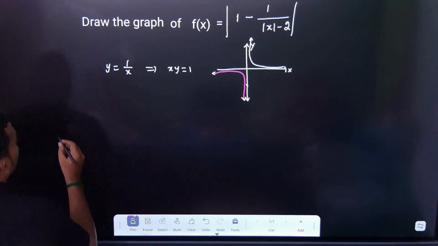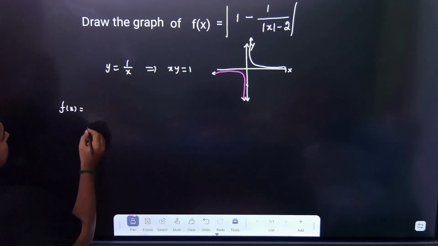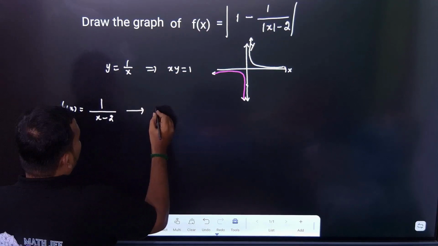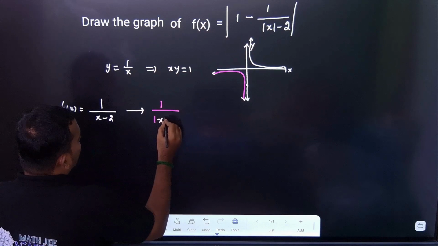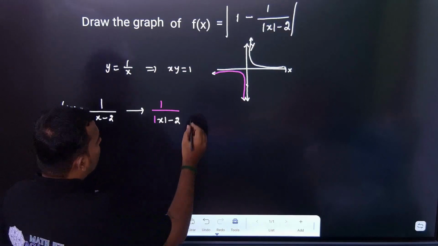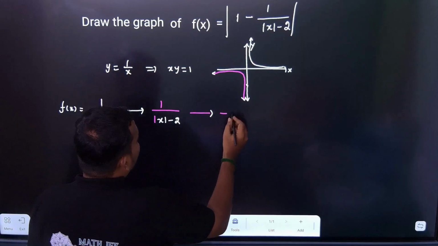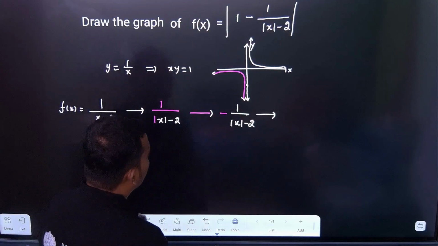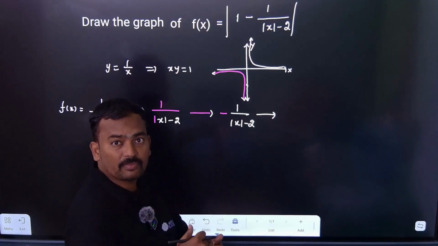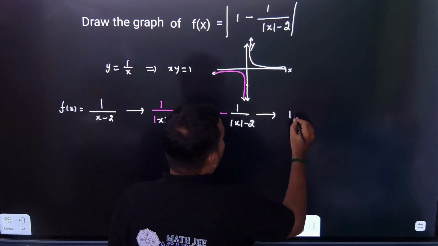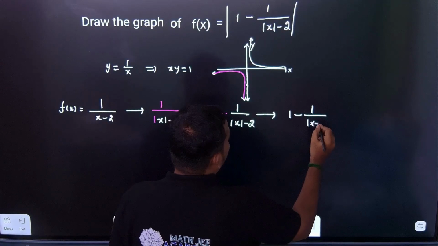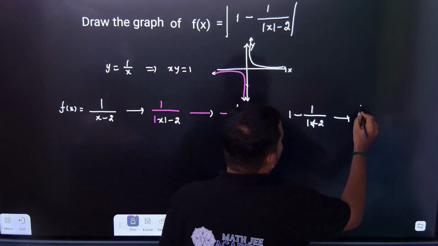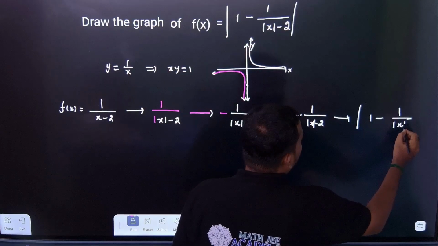Let's see how to draw the graph of this. First, you take the reference graph, x minus 2. And then the second step is, you replace x by mod x minus 2 graph. And third step, you have to draw the minus of 1 by mod x minus 2 graph. And then the fourth step, you add 1 to it, just shift 1 unit up. You can see 1 minus 1 by mod x minus 2. And then finally, you can apply the whole modulus: 1 minus 1 by mod x minus 2.